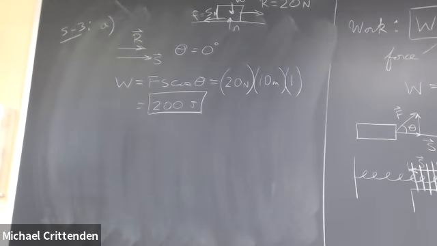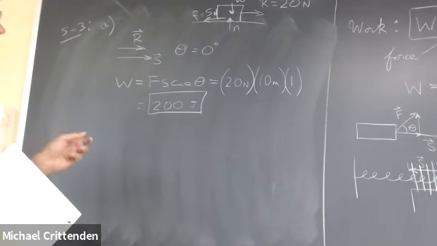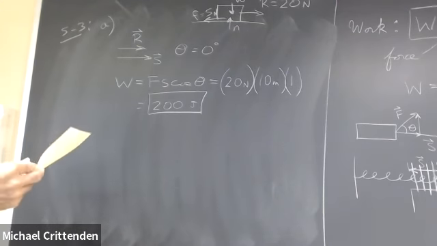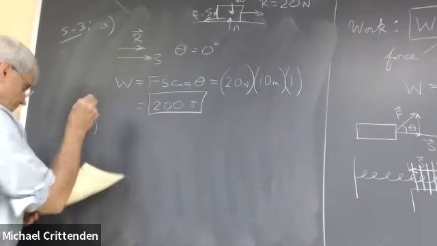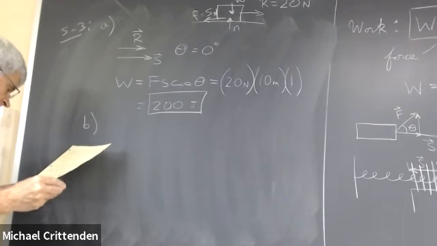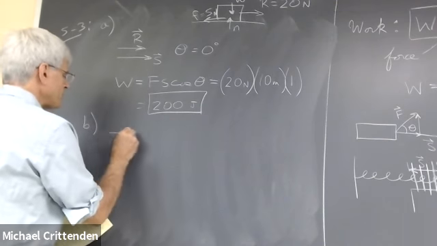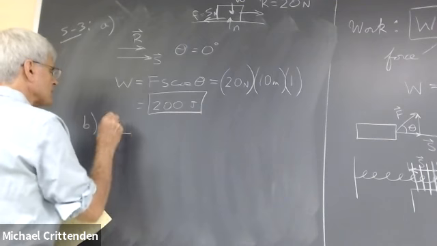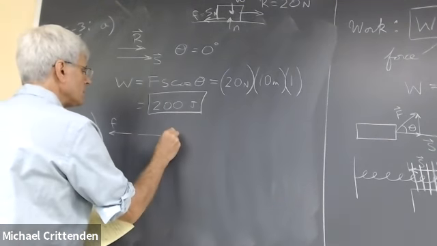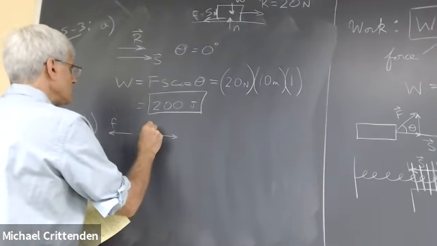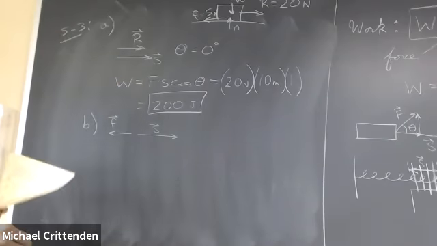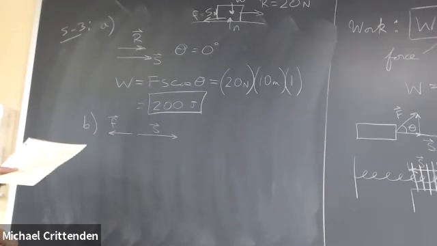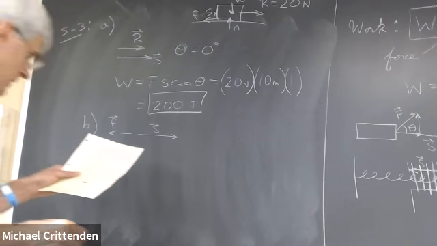That force does 200 joules of work. A Newton times a meter is called a joule. Part B. The work done by friction. Friction force points that way. The displacement is the same displacement that I was talking about in part A. You stick these two together, they make a 180-degree angle.